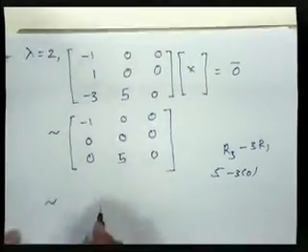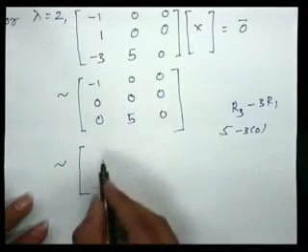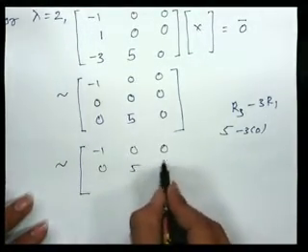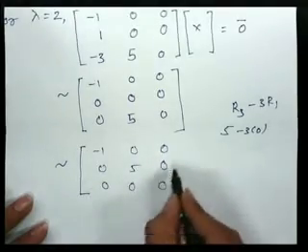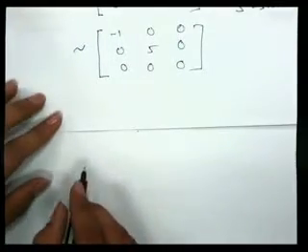Just by interchanging the rows, the rows are minus 1, 0, 0; 0, 5, 0; and 0, 0, 0. So this will give you the equations. What are those equations?